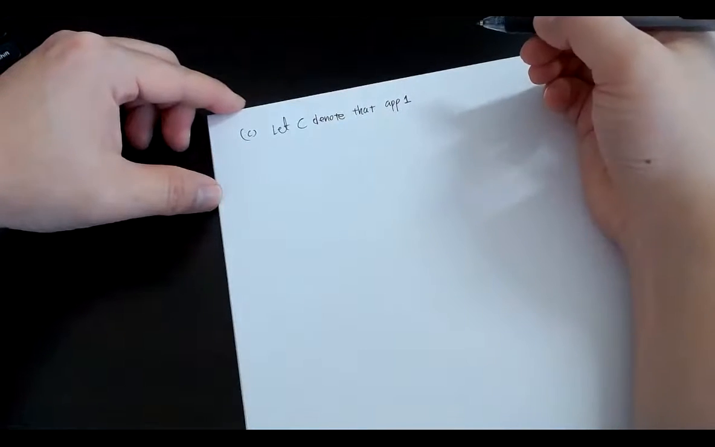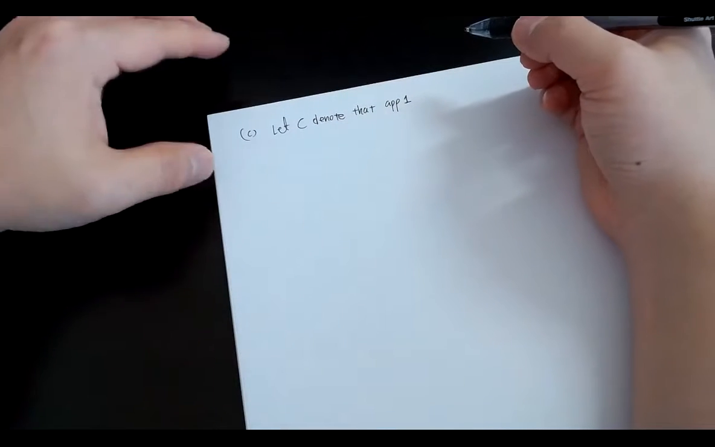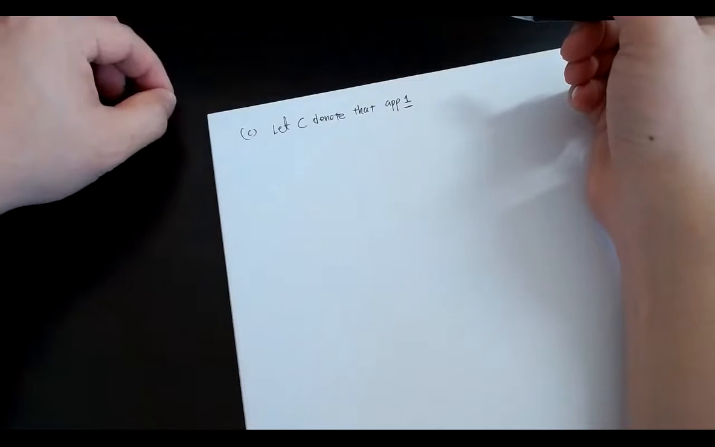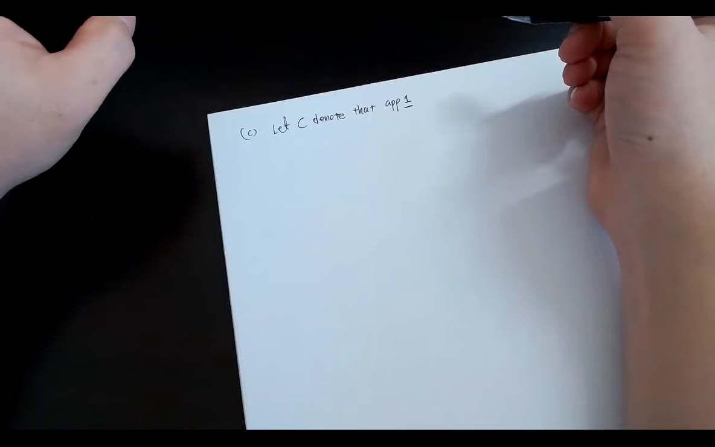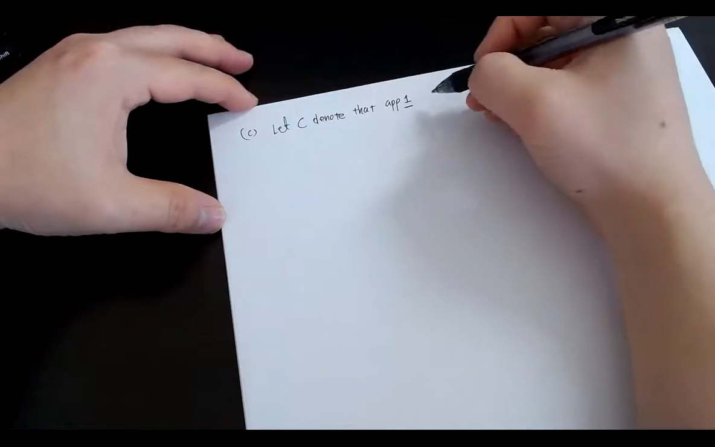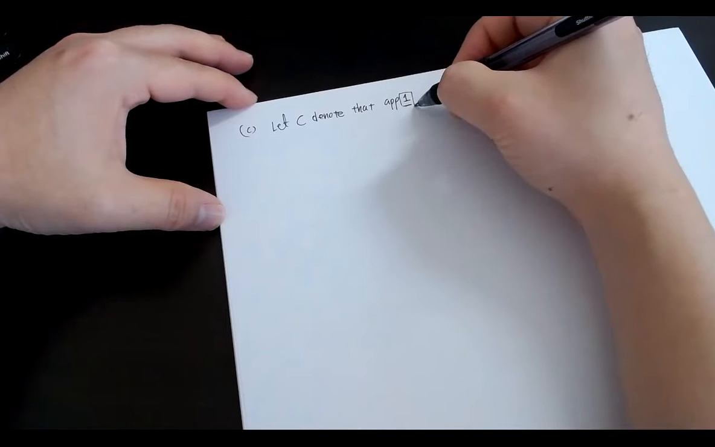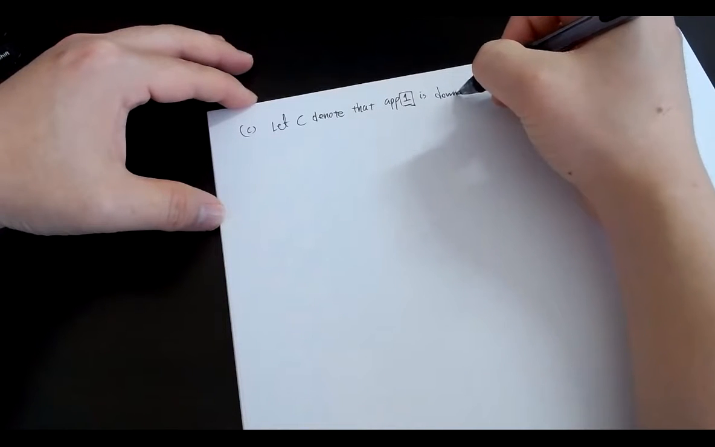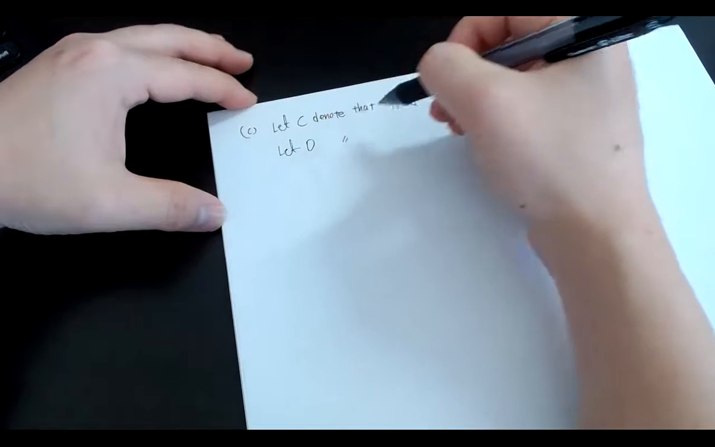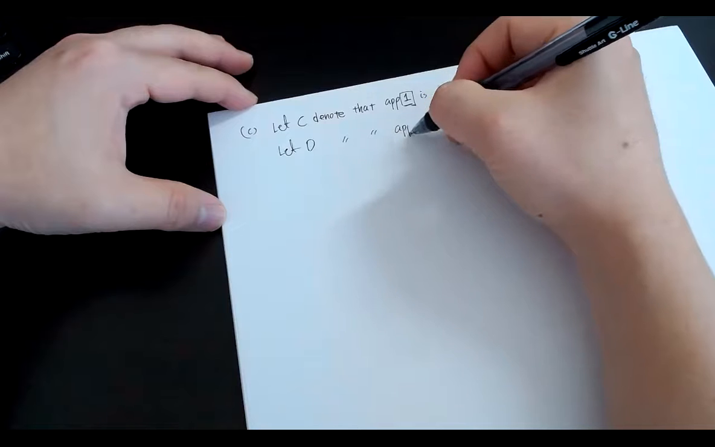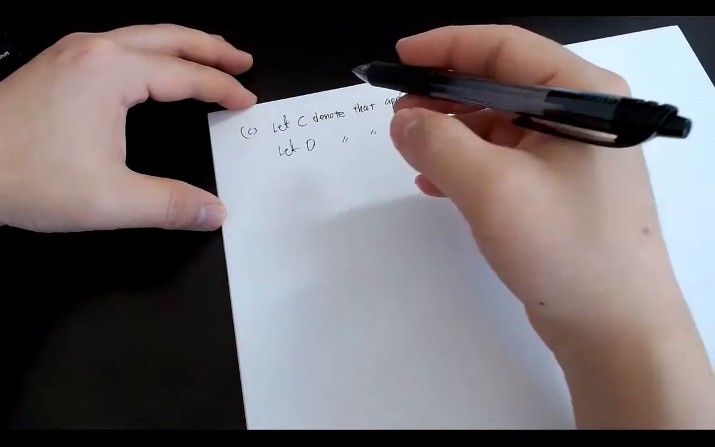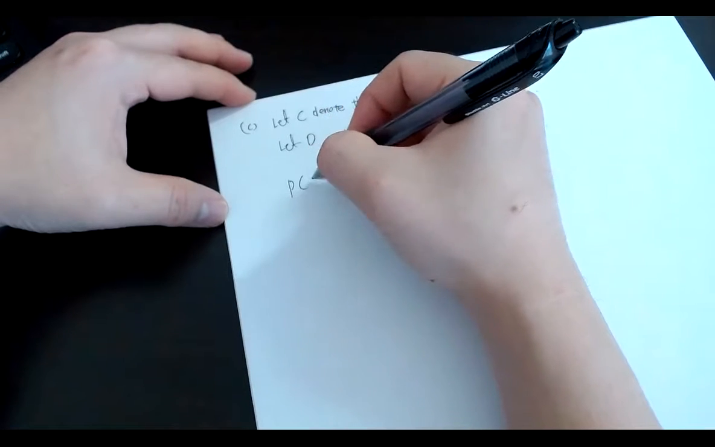App 1. So there are apps 1, 2, 3, 4, that makes sense. App 1 means what? 1 is the label of the app, which means this is the first app. So say app 1 is downloaded. Then let D denote that app 2 is downloaded. Now we need to figure out the probability of C union D, right?